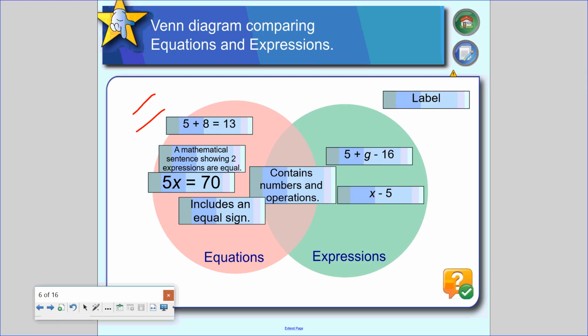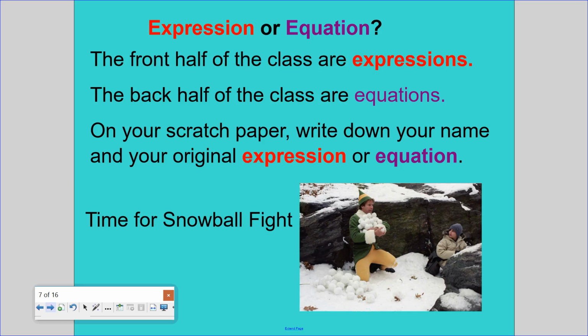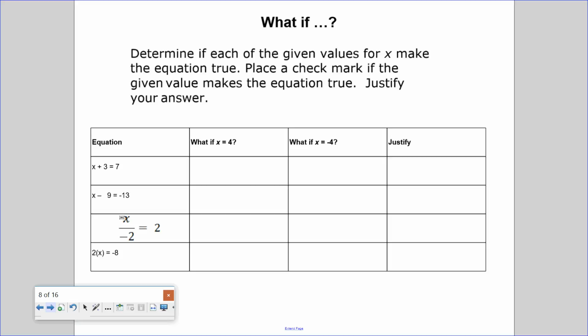And the last thing you can do is a snowball fight. Each person will be given a paper. You will write down your own expression or equation, and you're going to share it with others through a snowball fight. Last but not least, let's talk about the equation. Equation is, again, this is equal to that.